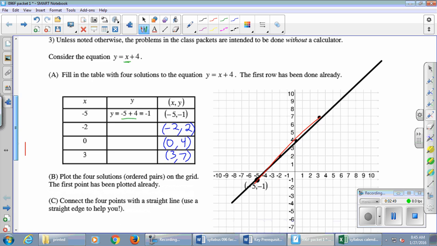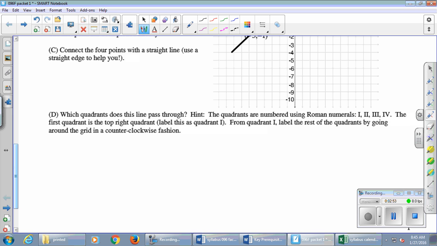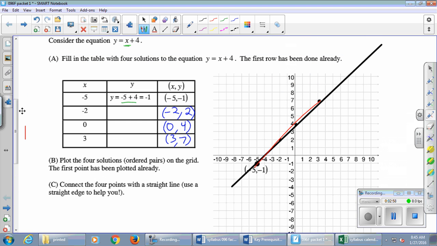And then last question as we review stuff here with lines. It says, which quadrants does this line pass through? So first we have to refresh our memory about the numbers for the quadrants. Which one is quadrant 1? On the right top. Okay, so that's a 1, and we typically use Roman numerals for the quadrants. And where's 2? Is it bottom right? Yeah.